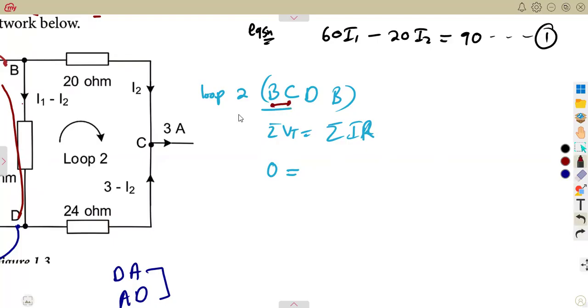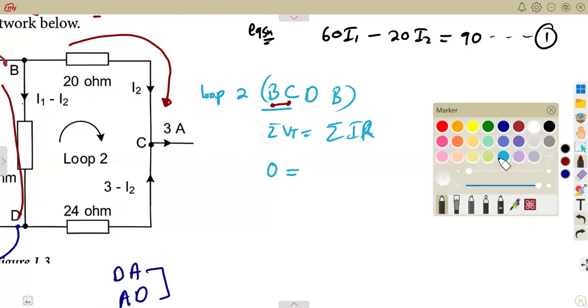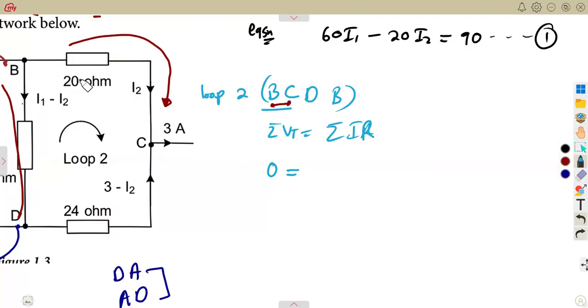We are moving from B to C. From B to C, look the way that we are moving. Is it the same way current is presented? Yes, it is the same way. Going from B to C, this is the way that we are moving, and the current is moving in the same direction. So when it is like that, it's just going to be a positive. So that's 20 times I2.